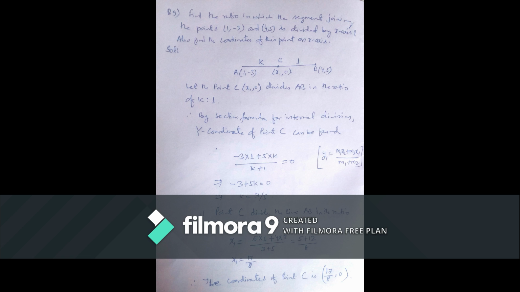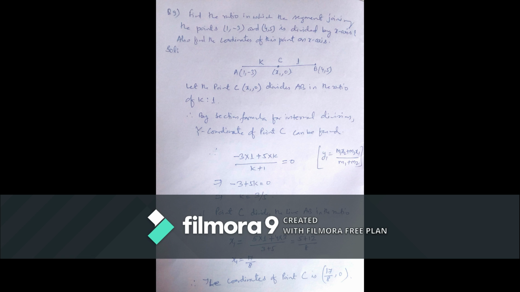Okay, very good. So next question we are going for. Find the ratio in which the segment joining the points 1, minus 3 and 4, 5 is divided by the x-axis, right? Also find the coordinates of this point on the x-axis. Okay, very good. So now we are taking x1 and 0 as the point C. As you can see in the figure already drawn, A is 1, minus 3 and B is 4, 5. Any point C we are assuming which is divided by the x-axis. So x-axis means what? The x coordinate will be there and the y coordinate will become 0.